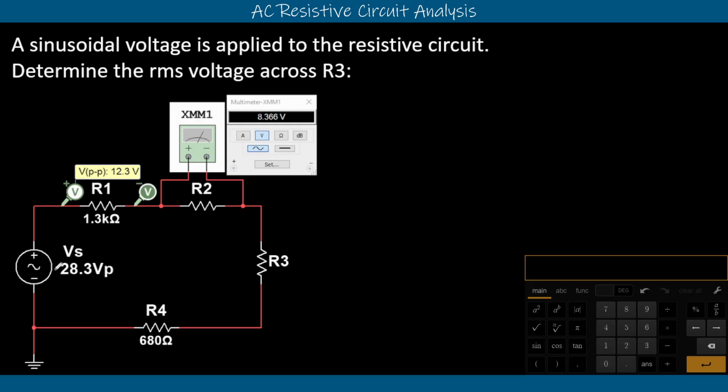So our first goal is to convert our source voltage into RMS. We know it's in peak, and so we can say that our voltage source in RMS is actually equal to our VP multiplied by 0.707. So we can solve for that out here.